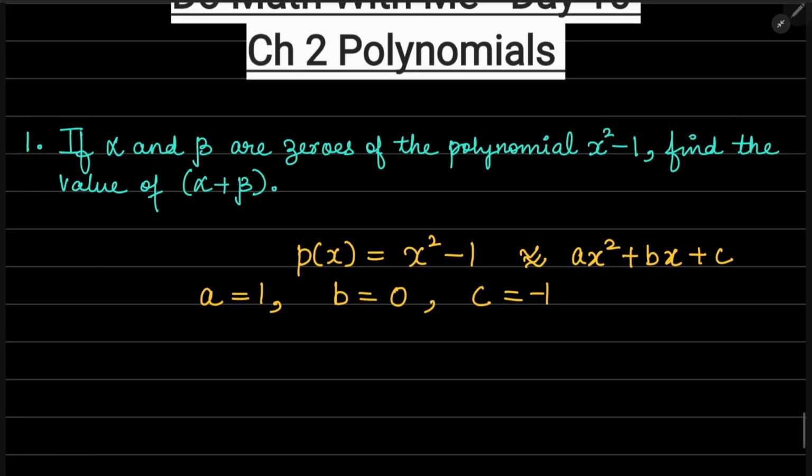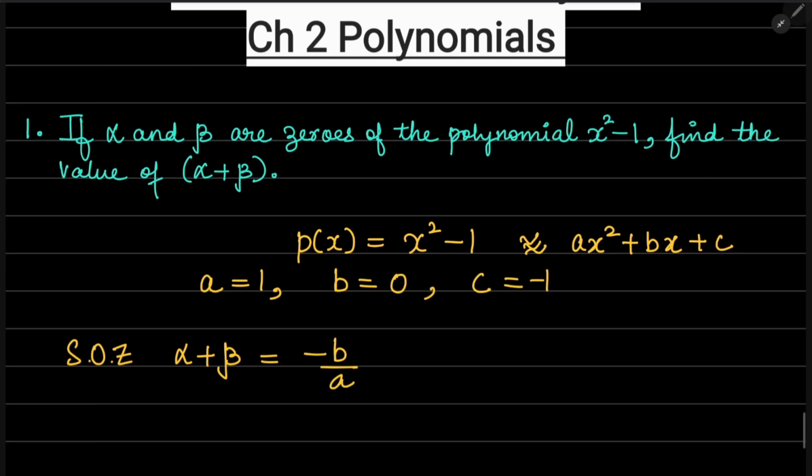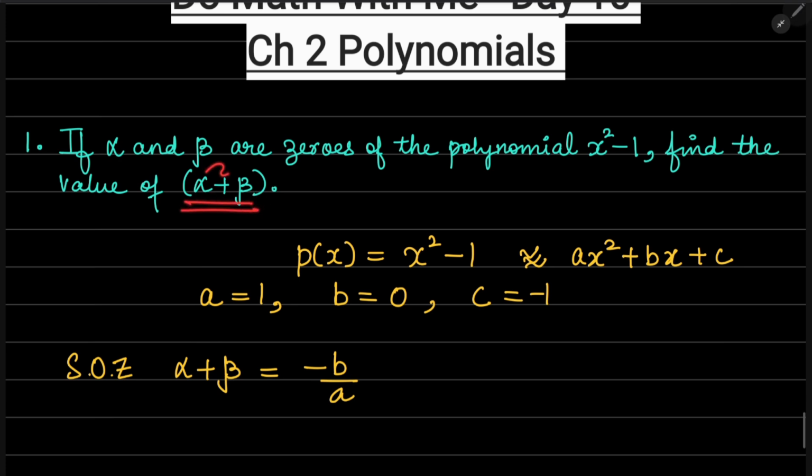Now since you're already given that alpha and beta are the zeros, the sum of the zeros, that is alpha plus beta, is equal to minus b by a. This is the formula, right? You have to find alpha plus beta, which is nothing but the sum of the zeros.